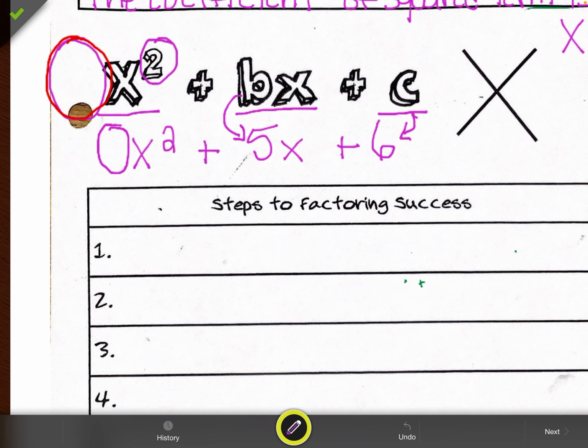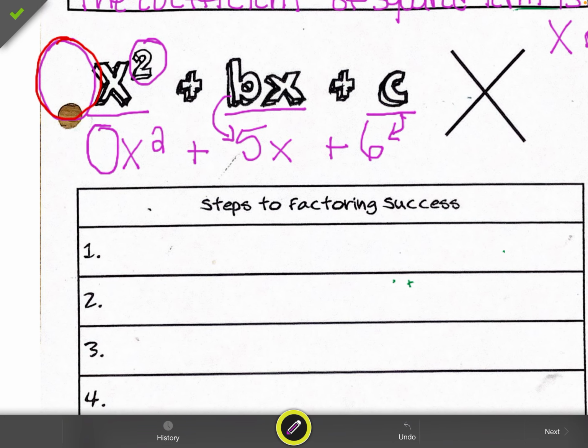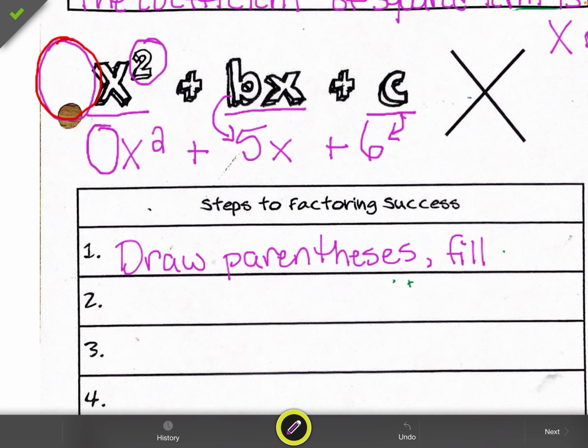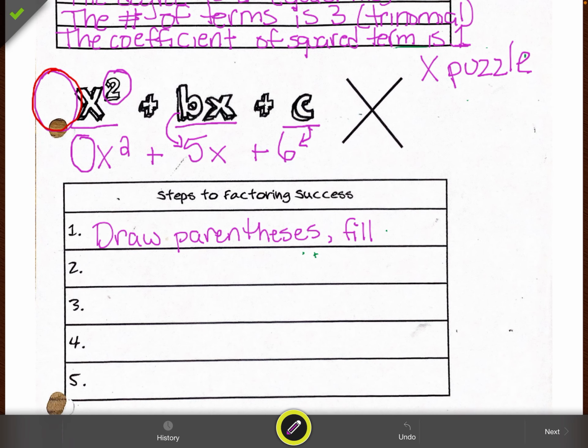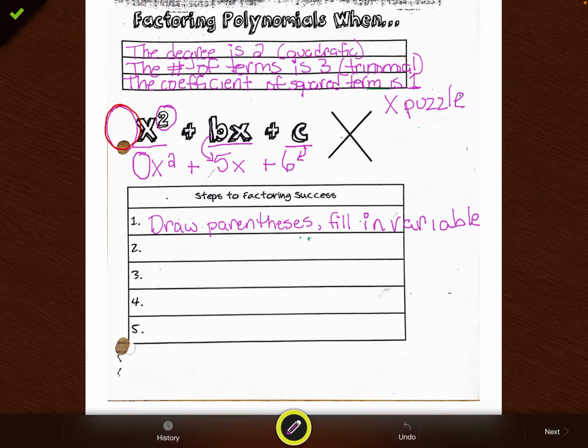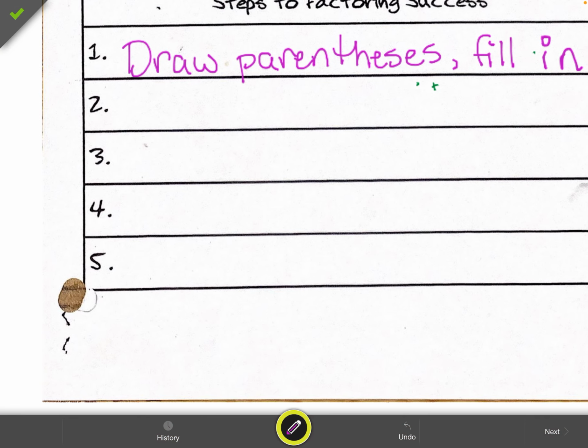The first thing we're going to do is draw parentheses and fill in the variable. And this will make more sense in just a second. So we're going to draw parentheses and fill in whatever variable they're giving us. So draw parentheses, fill in variable. I'm going to drop down under this list, and I'm going to use the one that I just wrote. I don't have a lot of room here, so I'm going to have to write small. So x squared plus 5x plus 6.